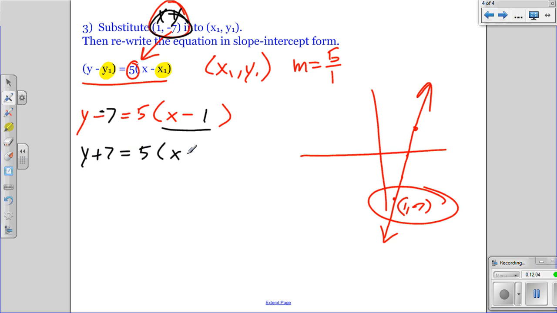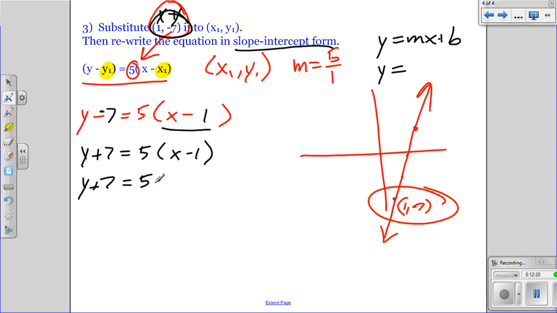Now the last thing is we want to put it in slope-intercept form. So that's y equals mx plus b. So here we want to get y by itself. So that's the key. So I'm going to distribute 5. And the last, I'm going to move the 7 to the other side.